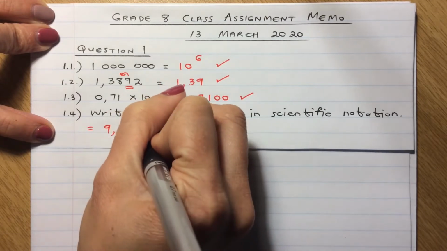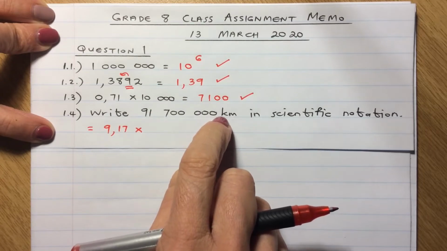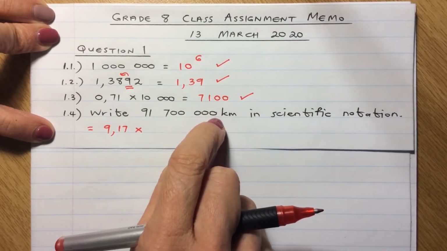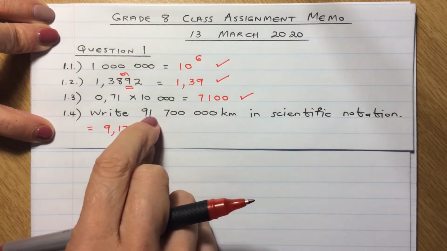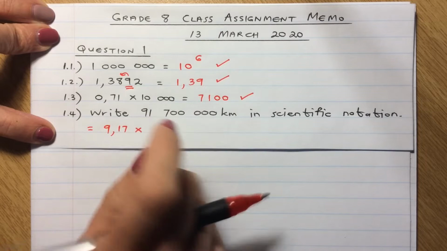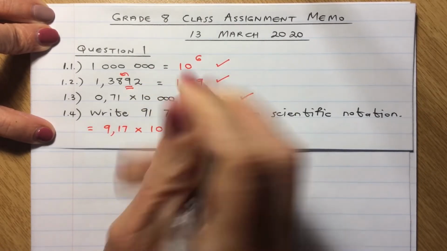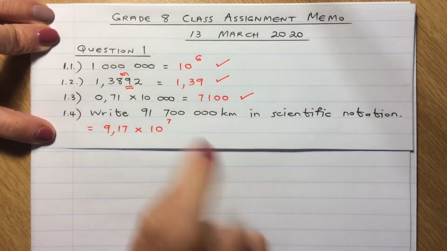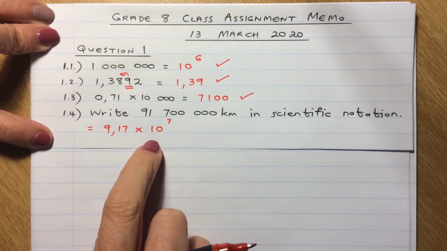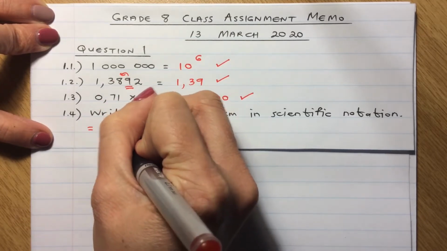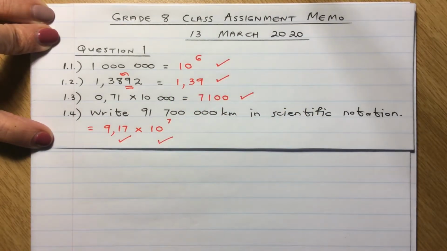And then I'm going to count the number of places. There's an invisible comma at the back of this 91,700,000. So I'm going to count how many places. So that's 3, 4, 5, 6, 7 to get that comma behind the 9. So then I say I've moved it 7 places. So that's 7 tens essentially that I've moved it. So that's why the power question relates very much to the scientific notation question. 1 mark for the 9,17, 1 mark for the 10 to the power of 7.